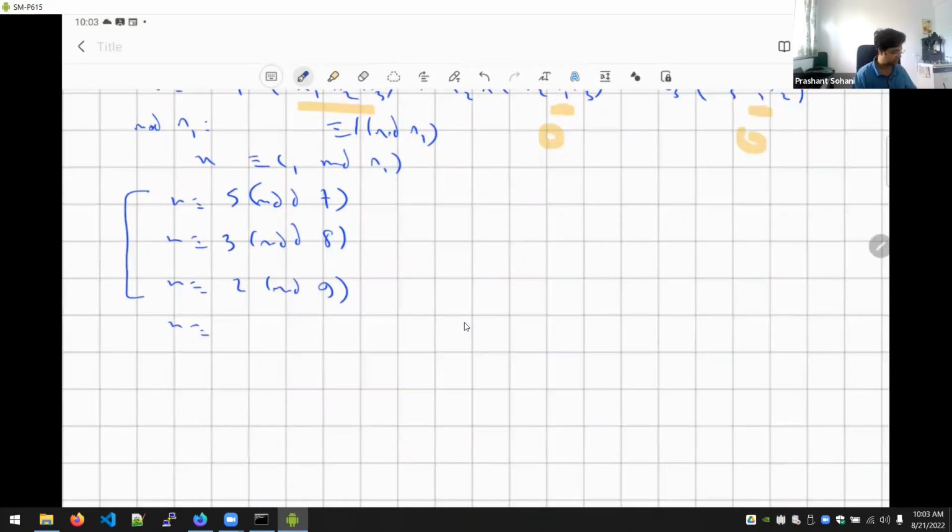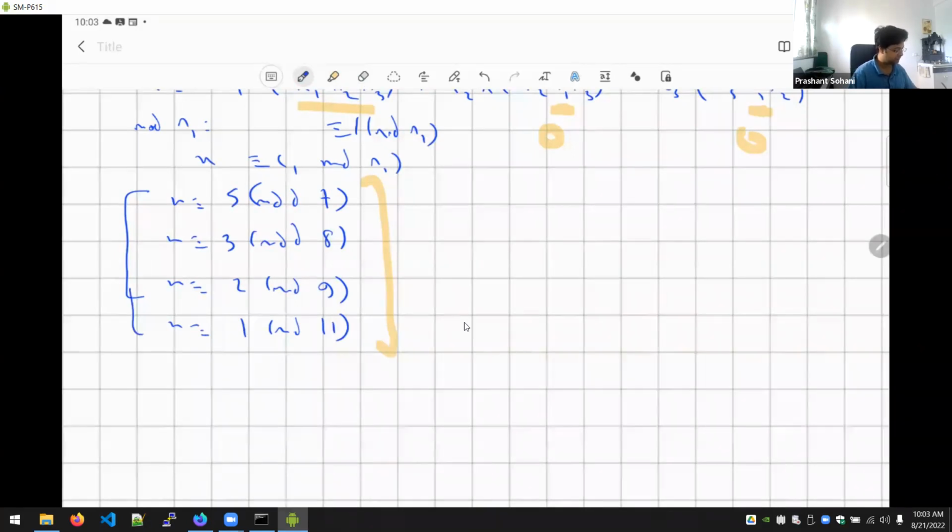Let's add one more. Okay, so there are 4 equations: x congruent to 5 mod 7, 3 mod 8, 2 mod 9, 1 mod 11. And you get questions like this, maybe not 4 terms, but in Praveen and Pradnya exams, you must have seen this question: find the number which leaves the remainder of 5 on dividing by 7, 3 on dividing by 8.